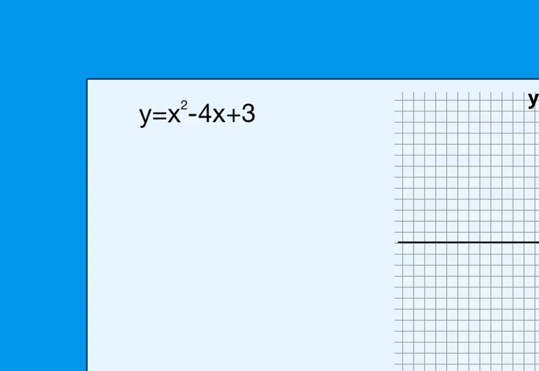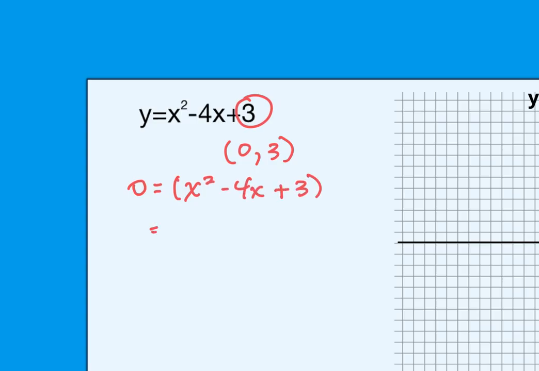So the first thing we need to do is recognize the y-intercept. That's going to be 0, 3. Right away, it's this number. All right. Now, next, we want to set it equal to 0. 0 is equal to x squared minus 4x plus 3.